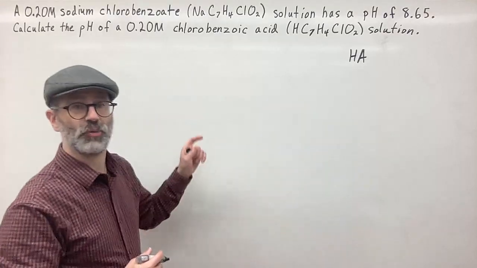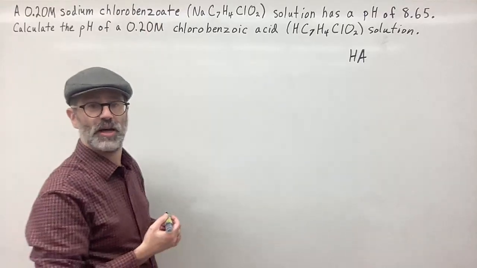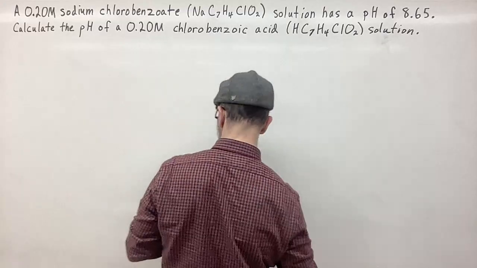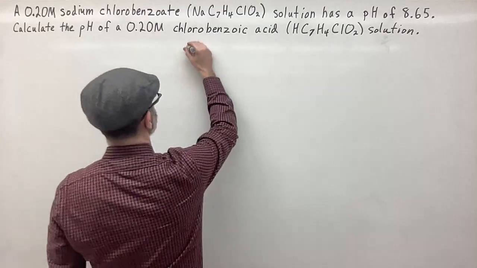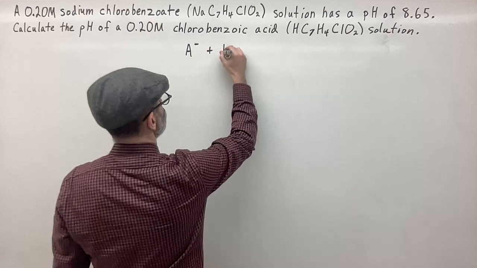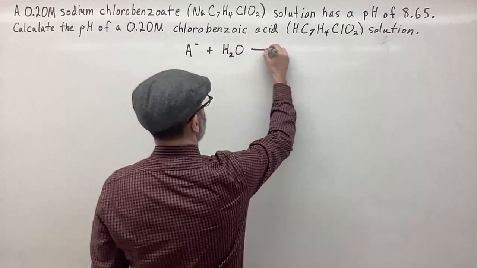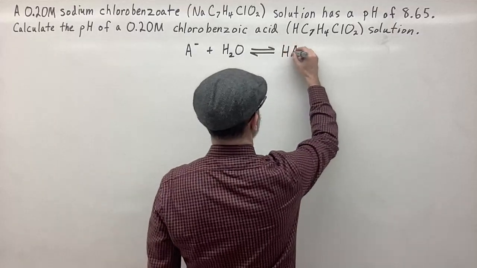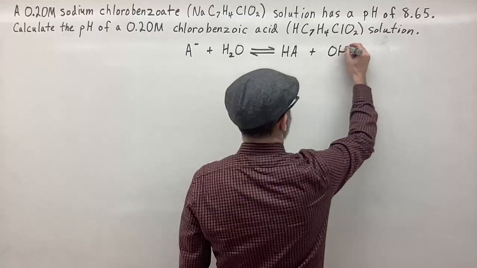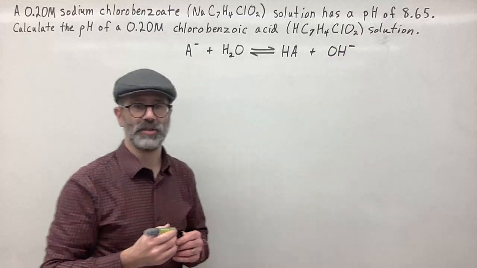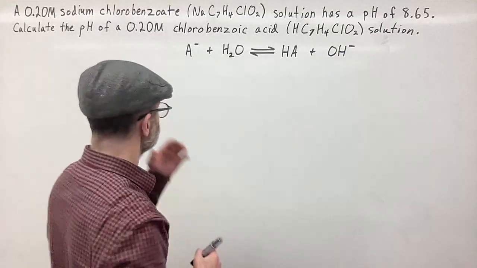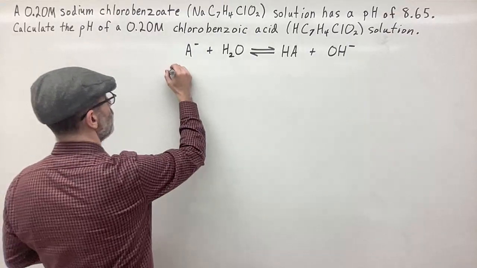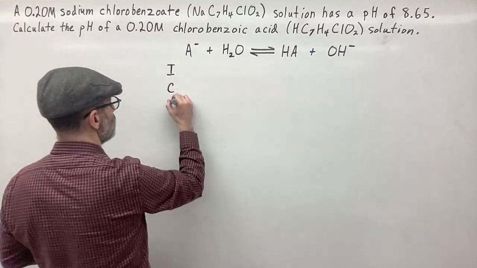So since we're going to start with the salt of the conjugate base, we'll just start with the A minus. That'll react with water. So here we have A minus reacting with water, and that's going to be in equilibrium with HA plus the hydroxide ion that's left. Excuse me. So now I can do my ICE table. So we'll set up the ICE table like so.